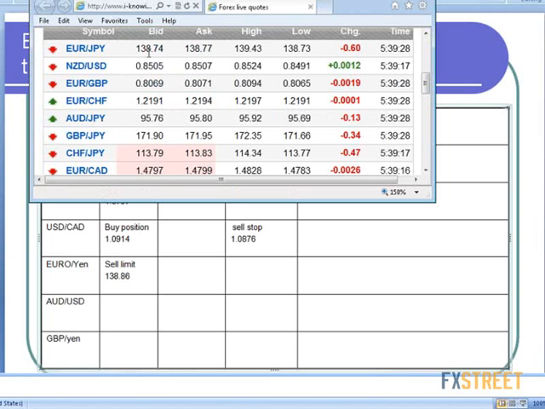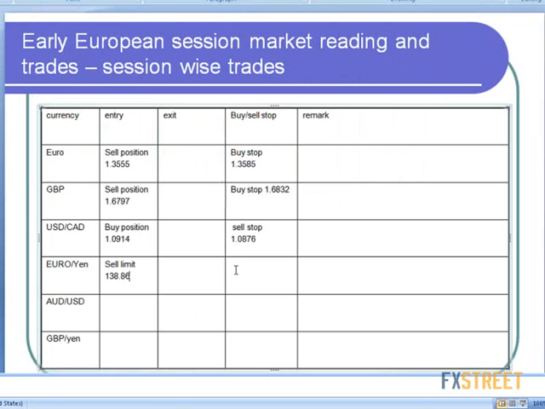138.74 is the current level. I'm keeping a sell limit at 138.86, about 10 to 12 pips above that, so that when they make a small firm up and then drop, we will get our order filled. Then it becomes a position, and we can keep the buy stop above. Even though it is only a limit order, we can keep the buy stop only when the sell limit is filled, the market can go up and fill our buy stop. If the limit is not filled, obviously the market is not going to fill our buy stop.